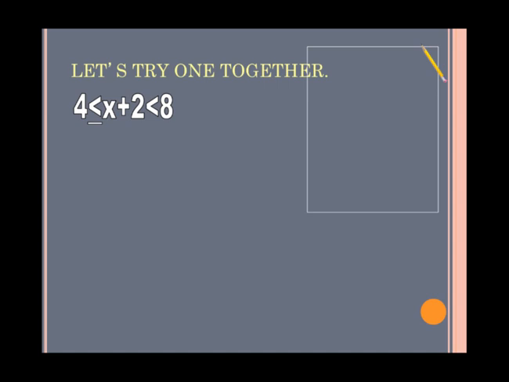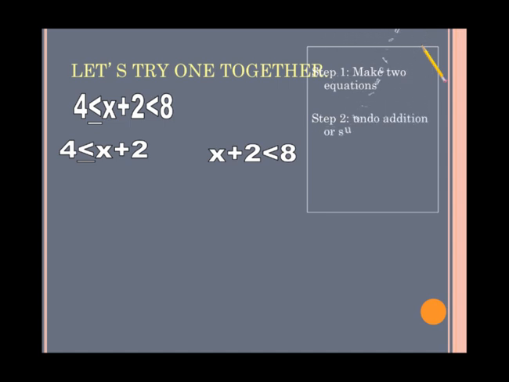So the goal here is to figure out what x is equal to. So what we can do is make two separate inequalities. So we can take the first inequality sign and separate what's on both sides of that. So we have 4 is less than or equal to x plus 2. On the other side, we can take what's in the middle surrounding the other second less than sign and break that into a separate inequality. So we have x plus 2 is less than 8. And now what we can do is we can go ahead and solve.